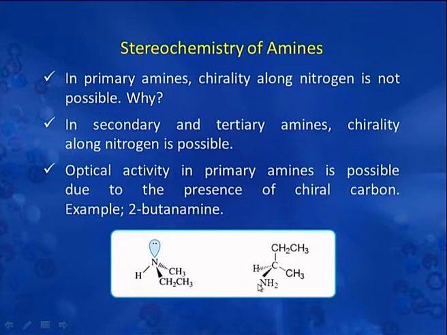So, even though it is a primary amine, the chirality is due to the carbon function and not due to the nitrogen function. So, primary amines do not show optical activity along nitrogen, but primary amines can show optical activity along the carbon present next to the amino group. Amines in which rotation or movement of nitrogen is restricted in such a way that its enantiomers cannot be interconverted, or which have a rigid structure, show optical activity.